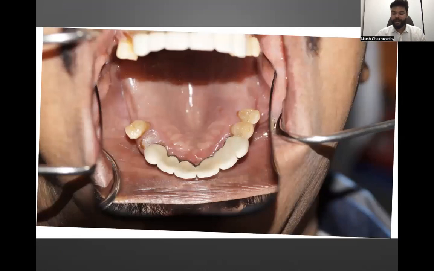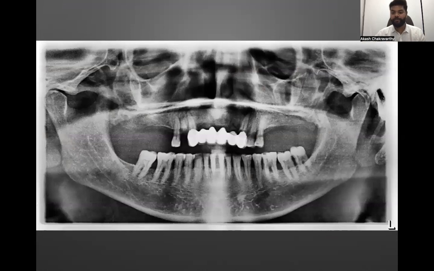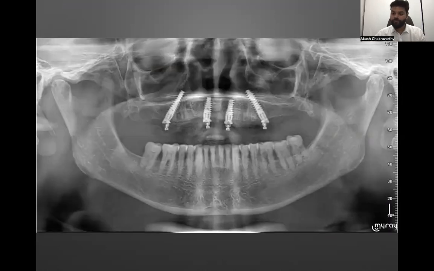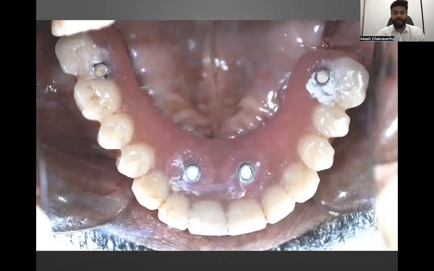Okay, so this is another case where we had removed the upper teeth. The patient wanted only rehabilitation of the upper teeth. So we removed the upper. We had done all-on-4. And this is the immediately converted prosthesis.